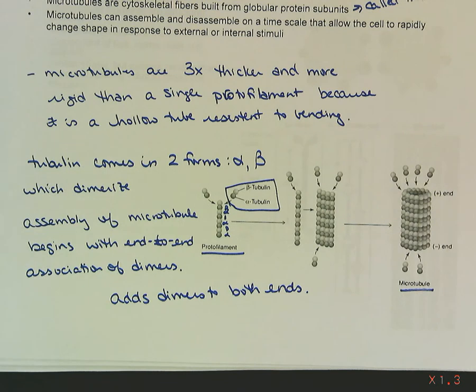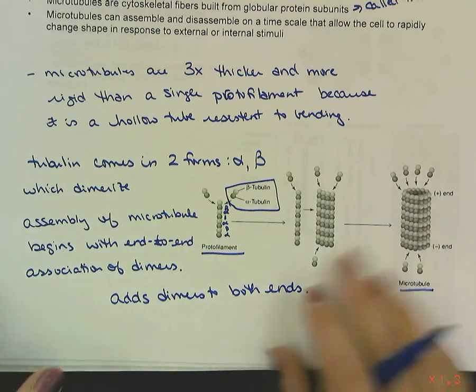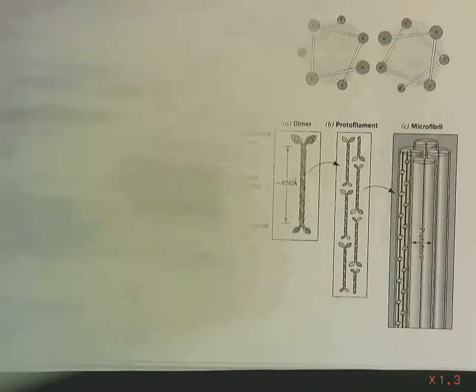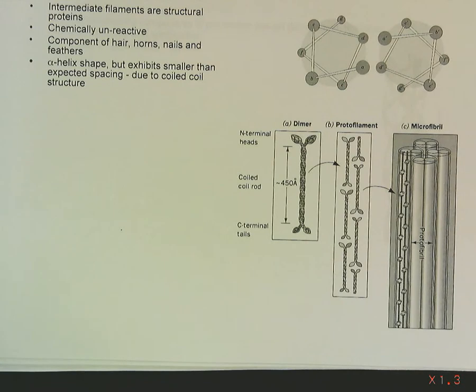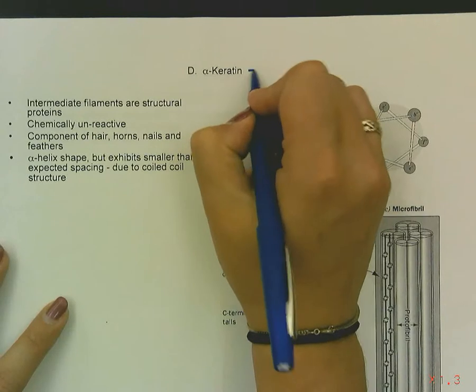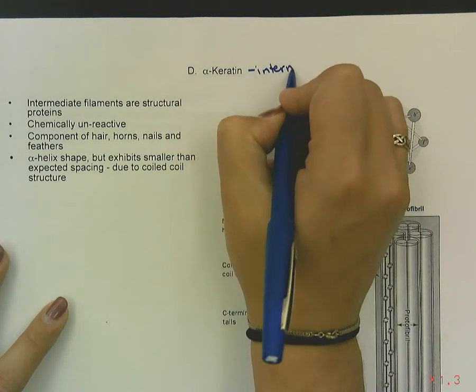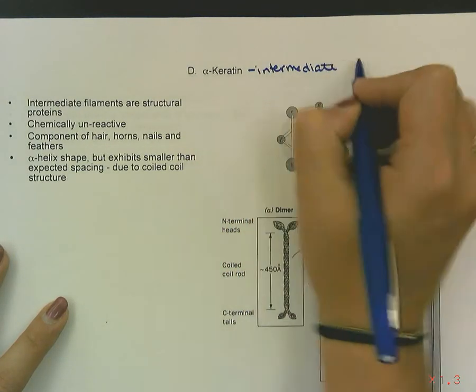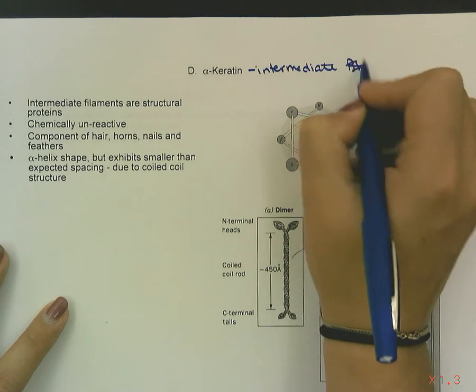Okay, any other questions? Any questions at all on microtubules? Okay, then let's talk about the stuff that I find much more interesting. Keratin and collagen, which are other structural filaments. Officially, alpha keratin is considered an intermediate fiber. Oh, intermediate filament.